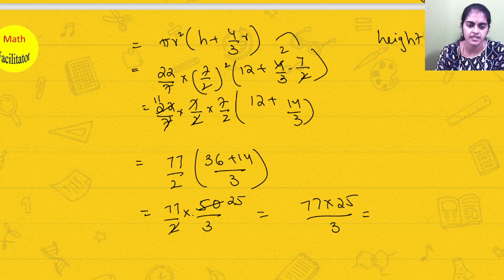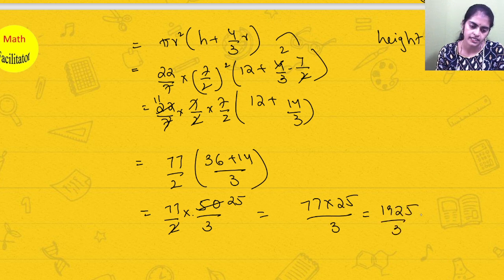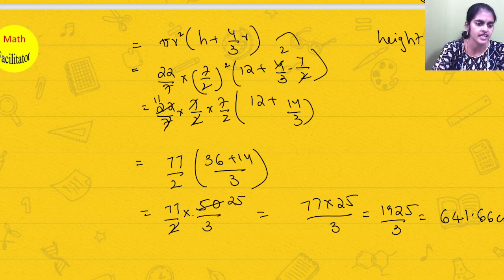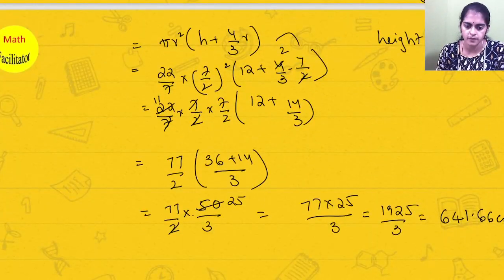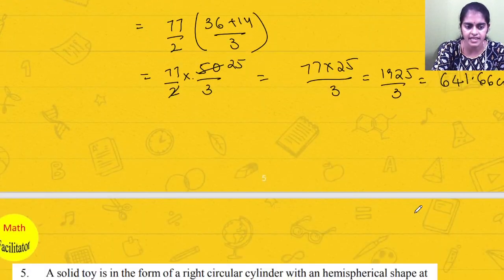So what is the final answer? We are getting 77 into 25, so we get 1925 divided by 3. So 3 sixes are 18, 3 fours are 12, and 3 ones are 3. Again you have 2, so 5 minus 3 is 2. So 20, and you'll have 6 6 and so on. So this much centimeter cube, because this is volume. Did you understand now?